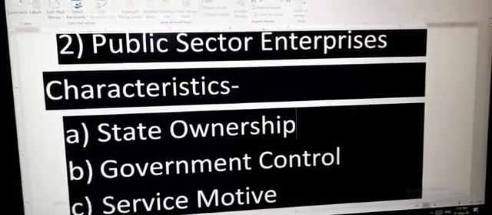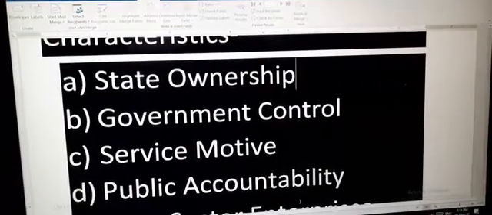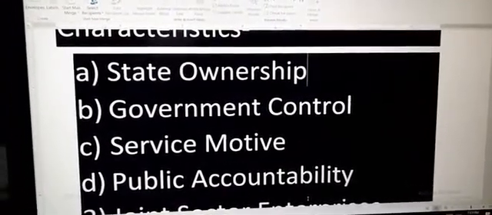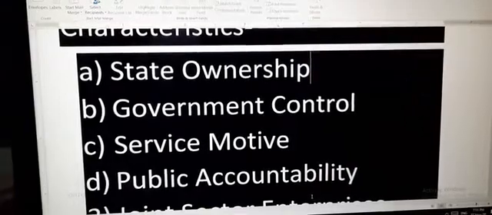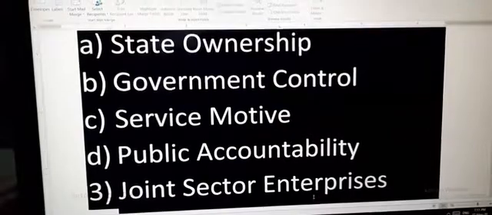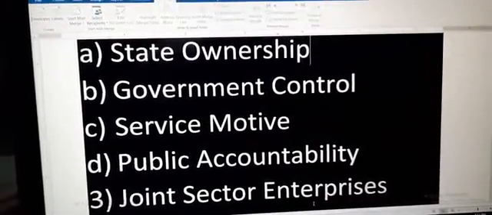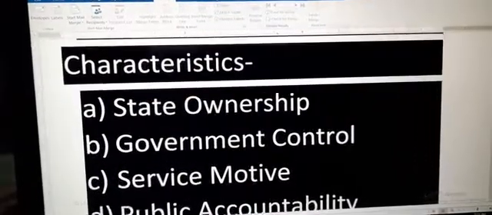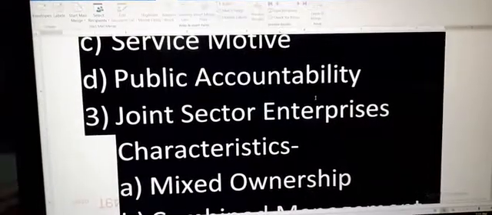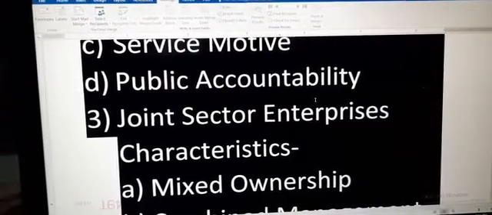Next is service motive. The primary objective of a public sector undertaking is to render service to the public at large. In order to serve the public, it may earn some surplus, some profit. Next is public accountability. The money invested in public enterprises is public money. Therefore, these enterprises are answerable to the public through the parliament. Now, the third type of enterprises is joint sector enterprises. There are three types of enterprises: private sector, public sector and joint sector enterprises.